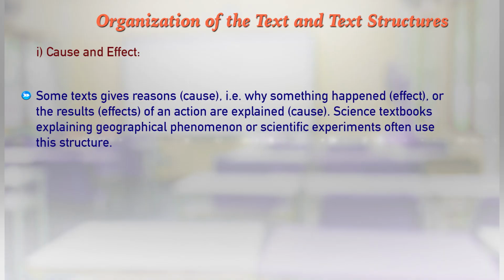Cause and effect. Some texts give reasons, that is causes, why something happened. The effect or the results of an action are explained in these texts. Science textbooks explaining geographical phenomena or scientific experiments often use this structure.